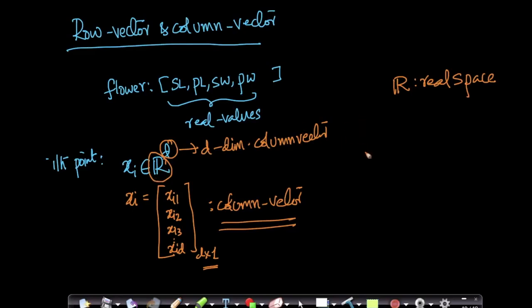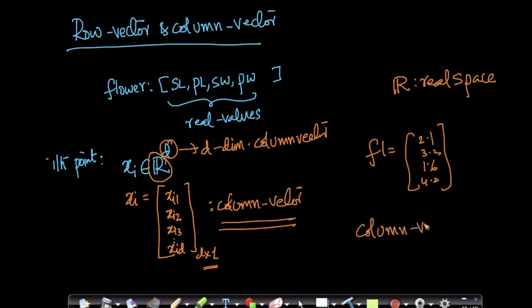Given any vector, so for example, for a given flower, let's assume I have a flower which is represented as 2.1, 3.2, 1.6, 4.2, right? So of course, sepal length, sepal width, petal width, the four features that we have. If you're not explicitly told what a vector is, the default vector notation is called a column vector. So if you're not told anything, the default is a column vector.